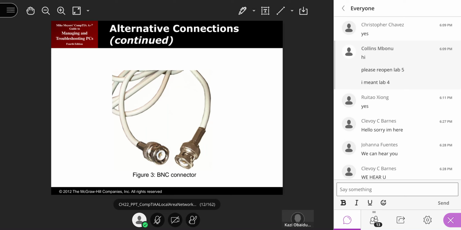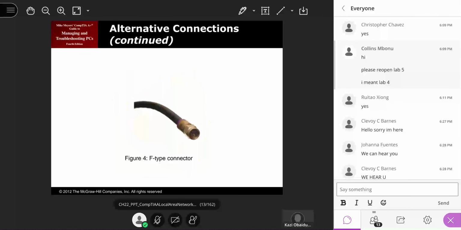The F-type connector is something different from the BNC. We have to plug it in and then twist it to make it tight. It's safe. Look here: there's a central cable and a surrounding cable. This is the F-type connector.